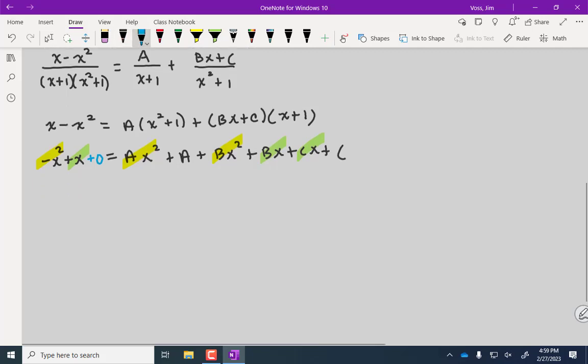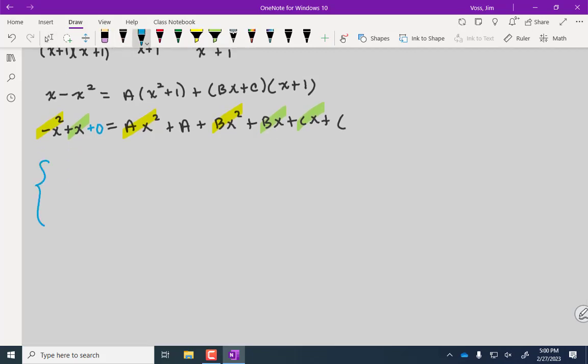So let's match the coefficients. X squared on the left is negative 1. X squared on the right is a plus c. Excuse me, a plus b. Coefficient of x on the left is 1. Coefficient of x on the right is b plus c. 0 on the left, on the right, a plus c. So that's our system.